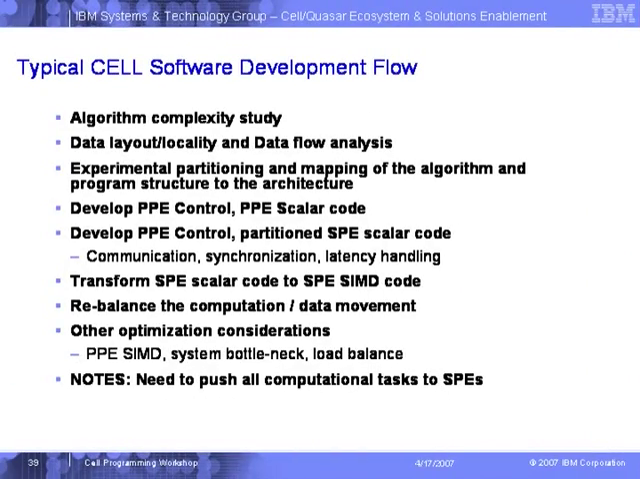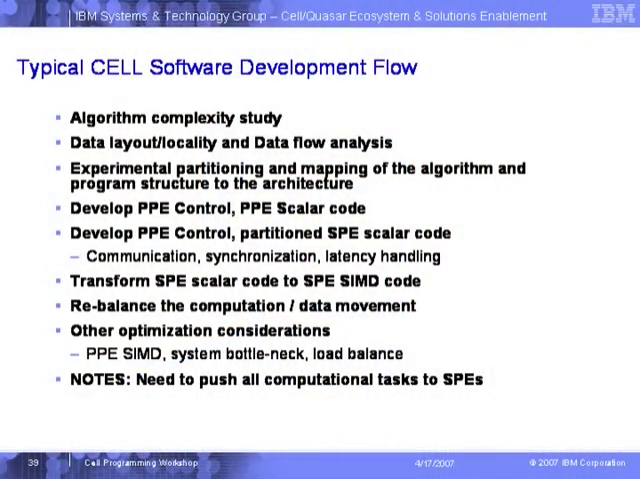The typical Cell software development flow would be going through the algorithm complexity study. The traditional one does the same thing. We go to data layout and locality, and do some data flow analysis, so the dependency studies on your data, and some dependency on the control flow of your program, the same thing, right? So basically, we do the same thing up to this point.